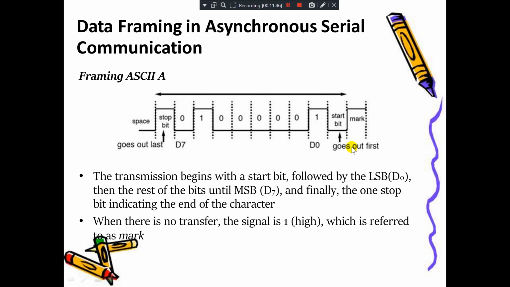And this is going to go out first. As also discussed, the LSB is going out first, so D0, and this is going out last, that is stop bit. The transmission begins with the start bit followed by LSB, then the rest of the bits until MSB D7. Finally one stop bit indicates the end of the character. When there is no transfer, the signal is high, which is referred to as mark. That means if there is no data to transmit, it will be indicated as high, which is called mark. Okay, that is one.